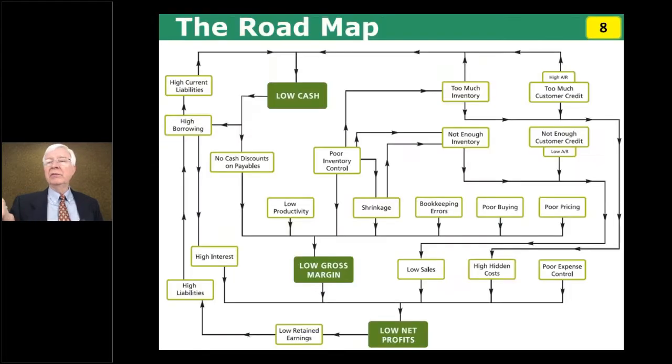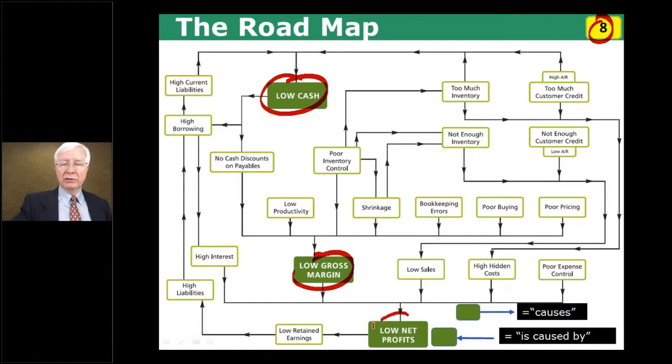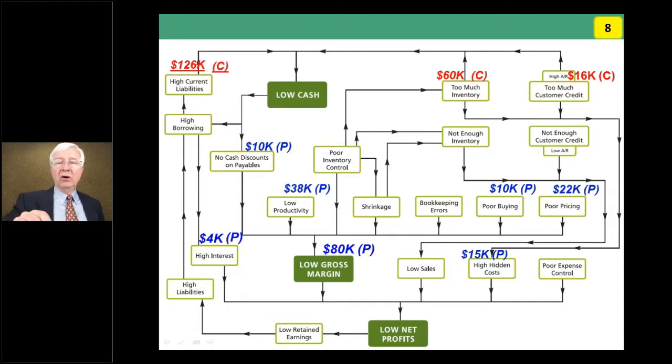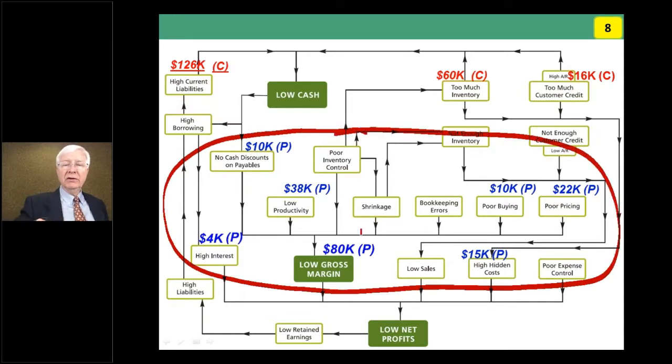So we take all of this information on page 8, we use this wonderful tool called the roadmap. And the roadmap has some very interesting characteristics. We talk about low cash, we talk about low gross margin, and we talk about low net profit. And using this roadmap, charting how money flows through a business, we can figure out how we could make the business better. And so we do that, and we use all of these items inside a business to try to figure out where we could improve gross margin.